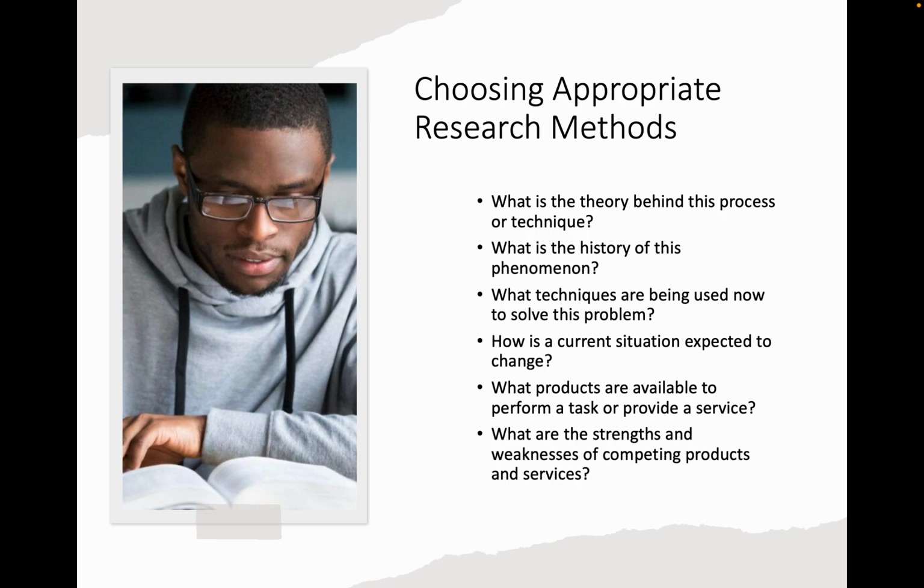What products are available to perform a task or to provide a service, and has that changed recently, and is that going to change? We're making huge leaps in technology right now, and a lot of times things that used to be done by people are now done by computers or machines. Is that going to happen with whatever it is that you're researching? And then, what are the strengths and weaknesses of competing products and services?